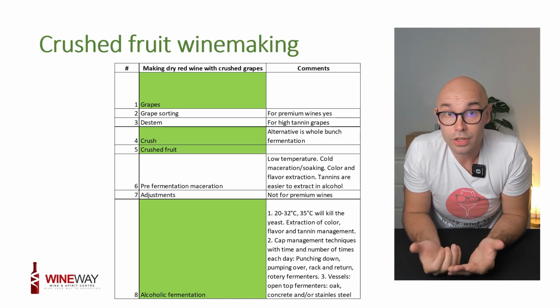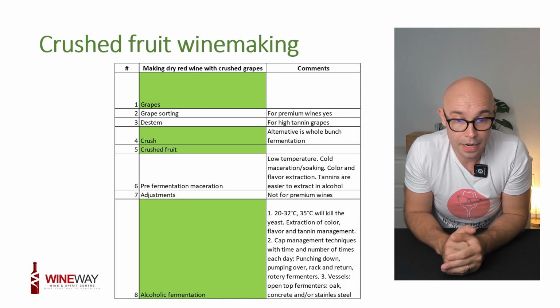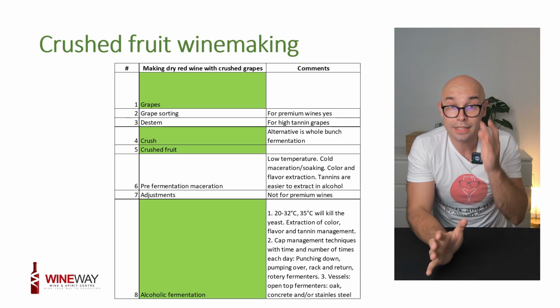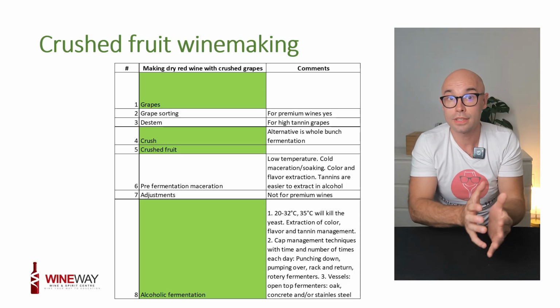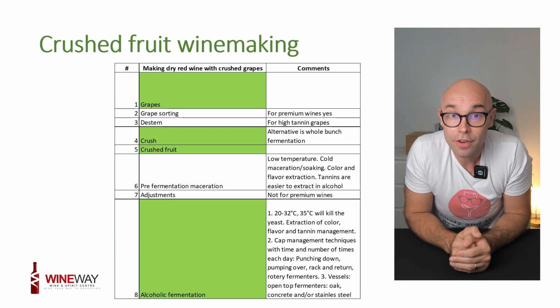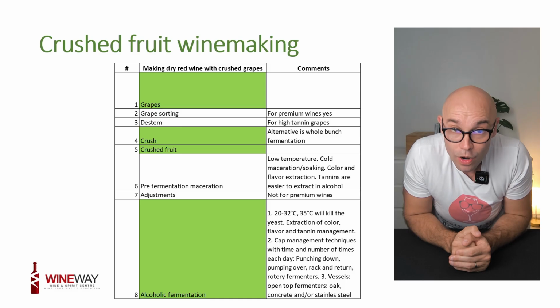We're going to start, of course, with the grapes. Any kind of grapes. Grape sorting is used for premium wines. The stemming, so this was not an important step in white winemaking. The stemming is a very important step in red winemaking.